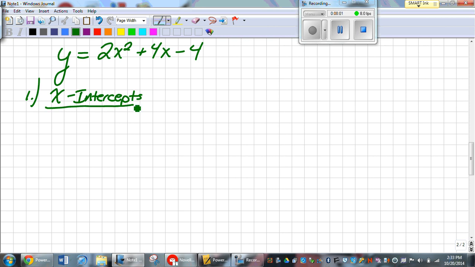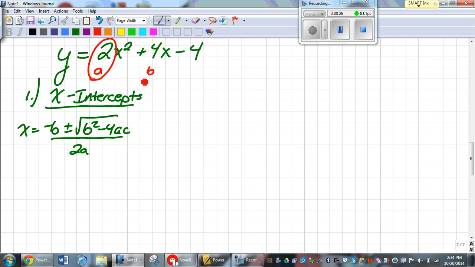Okay, so to do this, we need to do the quadratic formula. So I'm going to write it down just to make sure I have it in front of me, and so you guys can see it too. Okay, now if you notice, in order to do this formula, I have to know what the a, b, and c variables are. So when I'm looking at my original equation, a is always next to x squared, so my a value is 2. B is always next to x, so my b value is 4. And c is the constant. Don't forget to keep that negative in there. So c is -4.